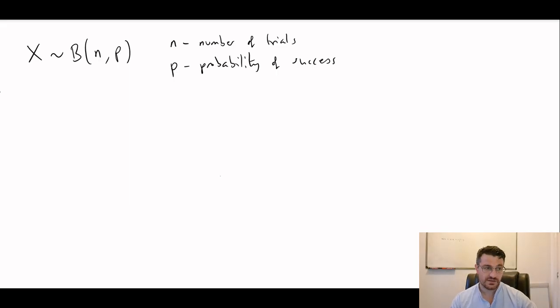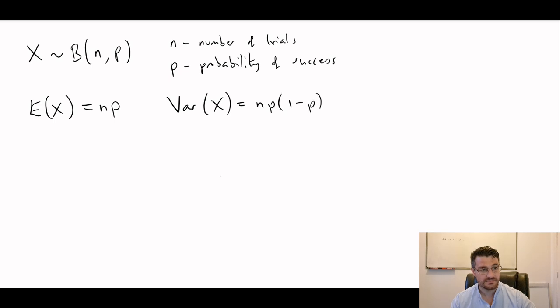Some of the properties of binomial distributions which might be useful to us are the expectation, or the mean. The expectation, and I'm not going to go through this in this video, is calculated to be n times p, in other words, just the product of the two parameters. The variance of X is equal to n times p times (1 minus p).